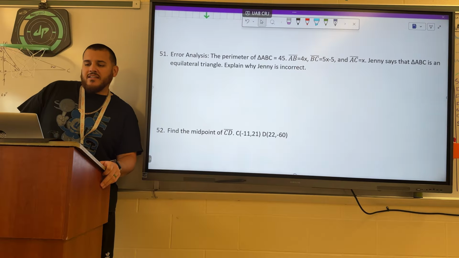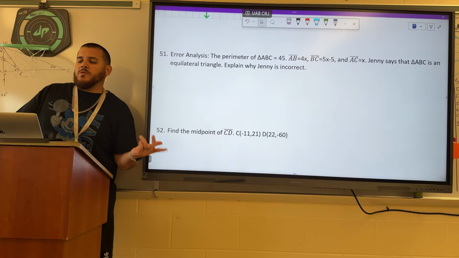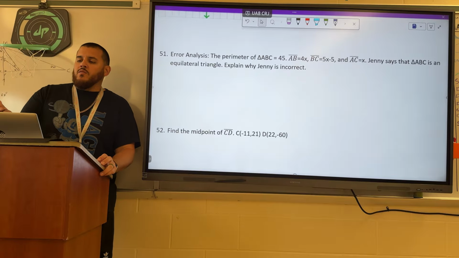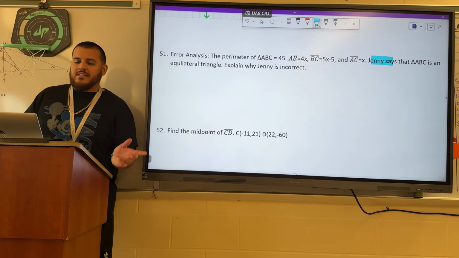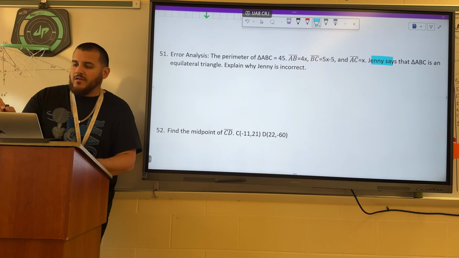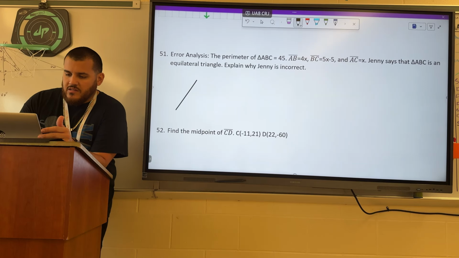51 is another error analysis question. We're told the perimeter of a triangle is 45. We're given some expressions with variables for the side lengths of this triangle, and we have a student named Jenny that says this is an equilateral triangle, which it's not, and we have to correct her and explain why it's not an equilateral triangle. Let's go ahead and draw this thing to start.